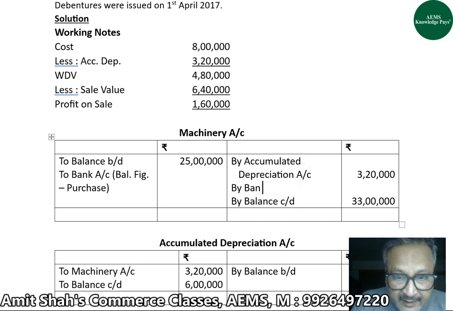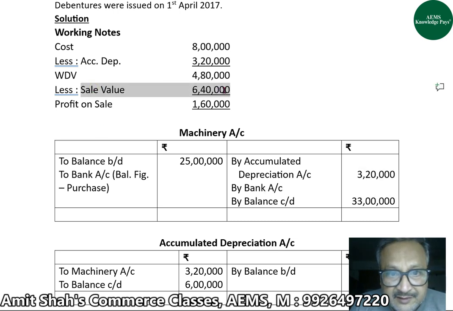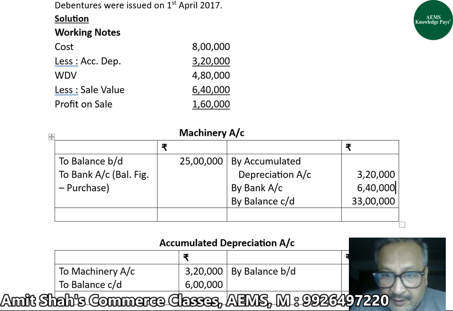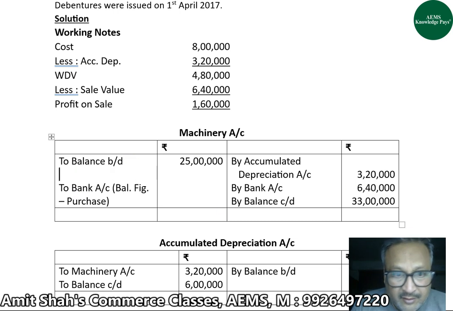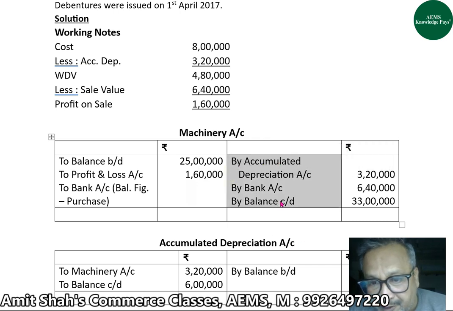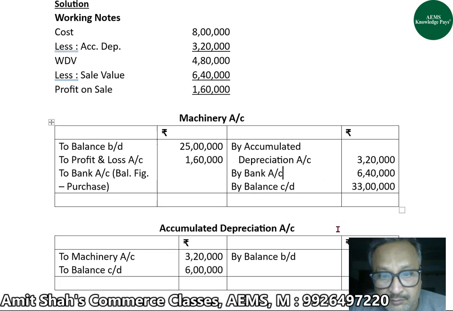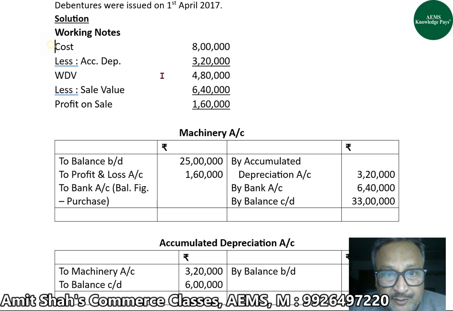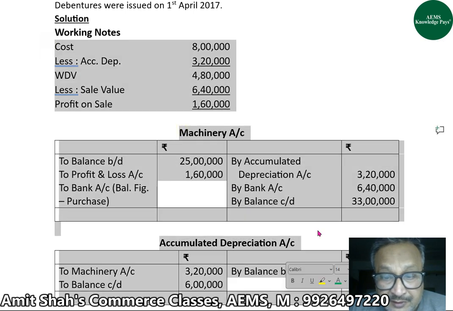Then we will write its sale value on the credit side of machinery account, that is 6,40,000, and the profit on sale would be debited to machinery account, and that is 1,60,000. That is this one. Had there been loss, the loss we would have written on the credit side of machinery account by writing here by profit and loss account. So now we have put all these values in the two accounts.